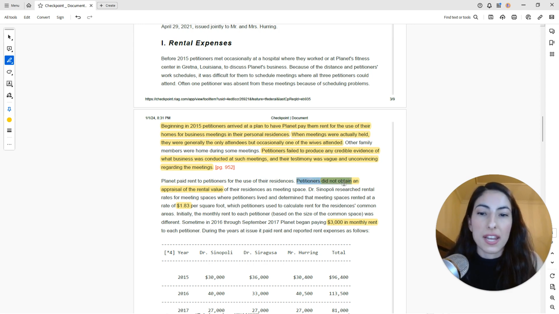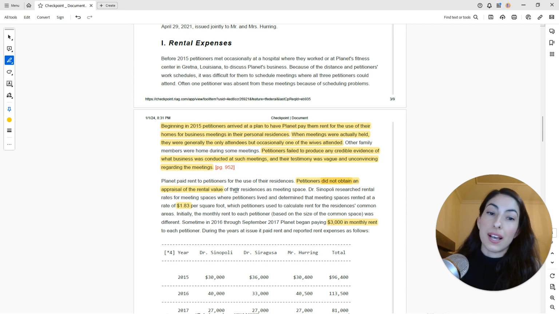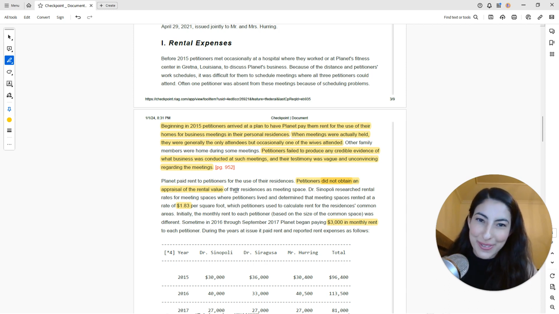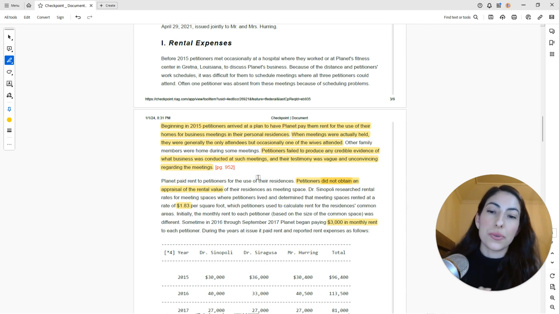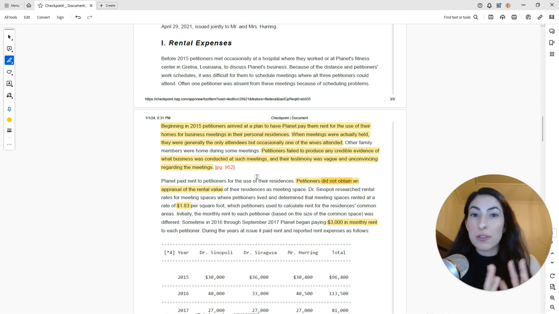Okay, and then of course, they did not obtain an appraisal of the rental values. I think the court mentions that because of the high rental value that they chose. I don't think in most scenarios you'd be expected to get an appraisal, but if you are in a situation where you are kind of coming up with a number that is very high, maybe there's a reason, right?